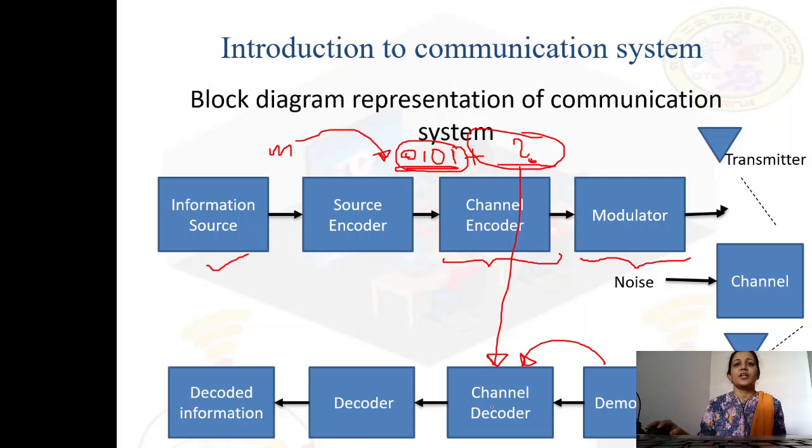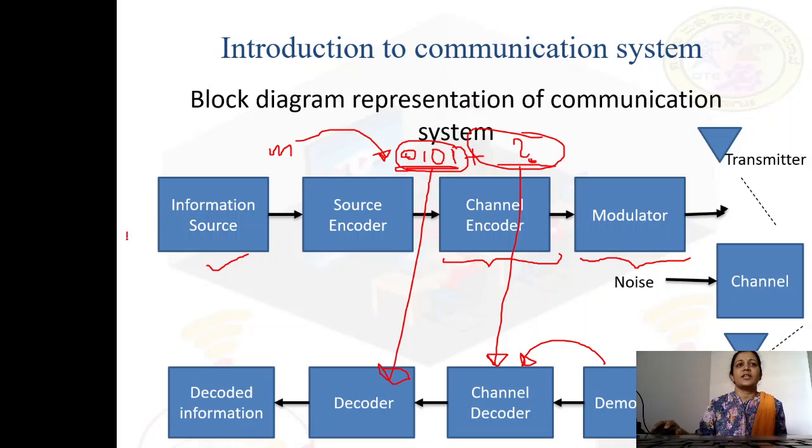Now the channel decoder output will be given to the source decoder. The source decoder function is opposite to that of our source encoder. That is, it will take this encoded data as input and convert it into the message.